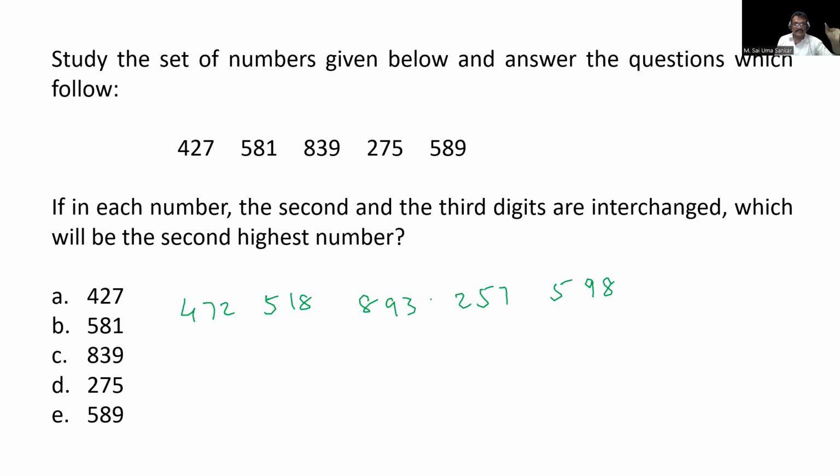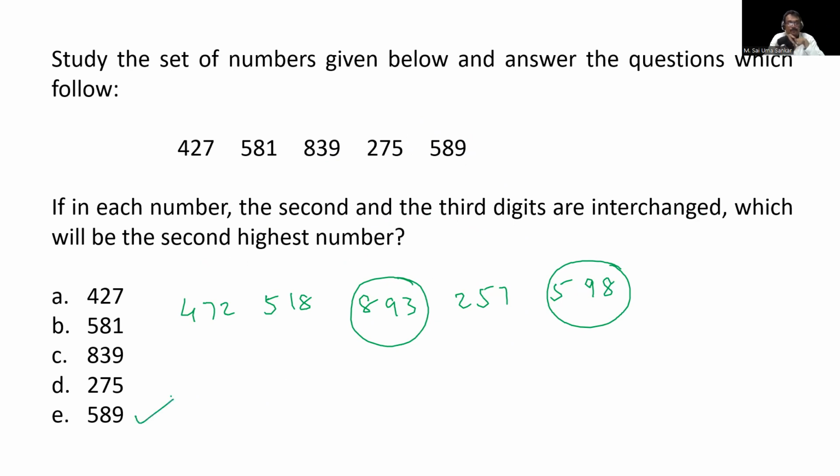We require the second highest. What is the first highest? That is equal to 893. What is the second highest? That is equal to 598. So what is the answer? 598. So 598. What about this one? That is 589 or not. So that is the answer.